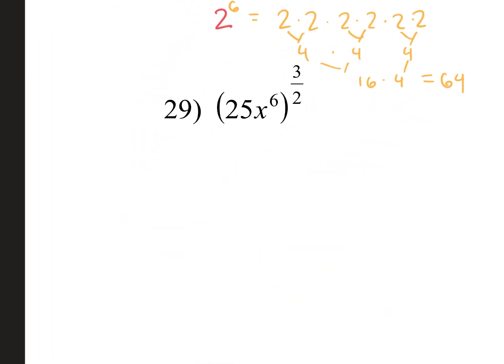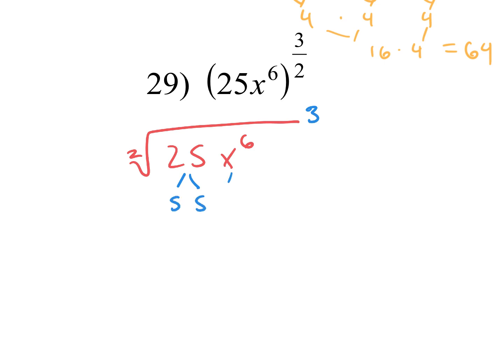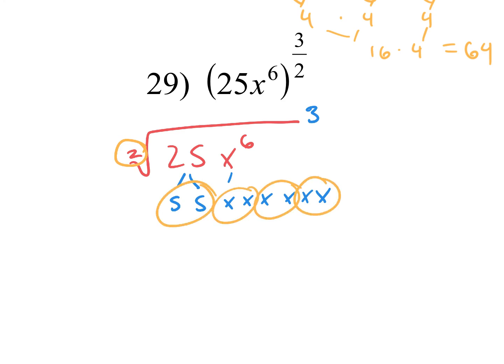So what's my index here? 2. So I have 25x to the 6th power, and then what's my exponent? 3. I could put that inside or outside? Let's do outside. So if I break this down, what are 2 factors of 25? And then I have 6 x's, so 1, 2, 3, 4, 5, 6. And I circle what? Groups of 2. So I have 5's, x, x, and x. So what comes to the outside?